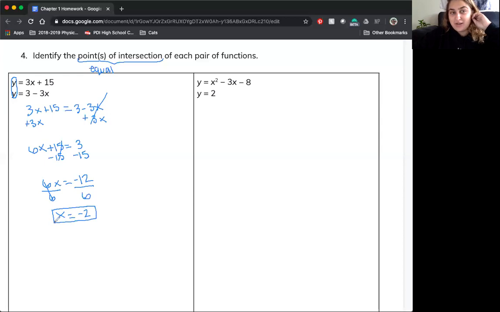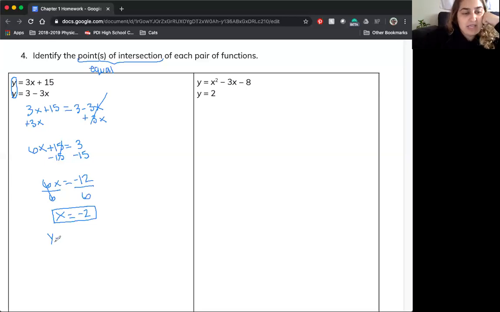But we're not done, right? Because it asks for the point of intersection. So this is the x coordinate for that point, but we need to find the y coordinate. So we can just plug this x value into either equation. So I am just going to choose the second one, just randomly, arbitrarily. It doesn't matter which one you plug it in, because they should both equal the same thing, right? Because if they're intersecting at that point, that means at that point they're both equal. They both share that point in common.